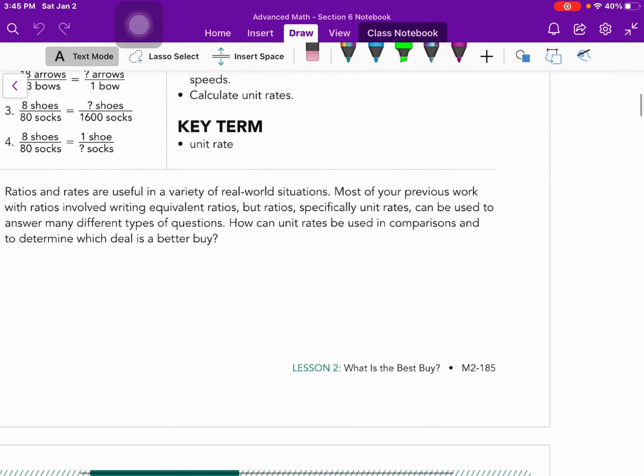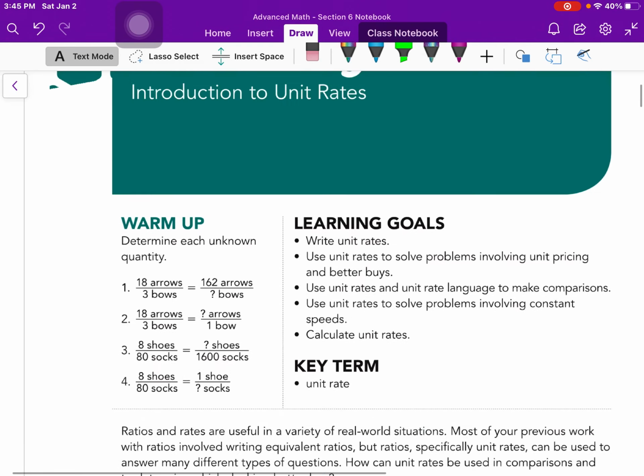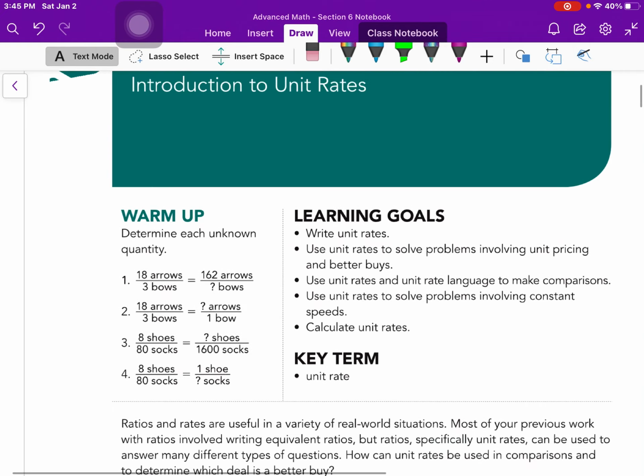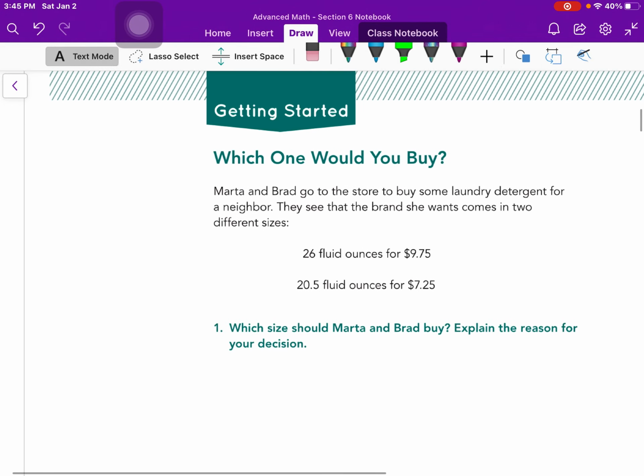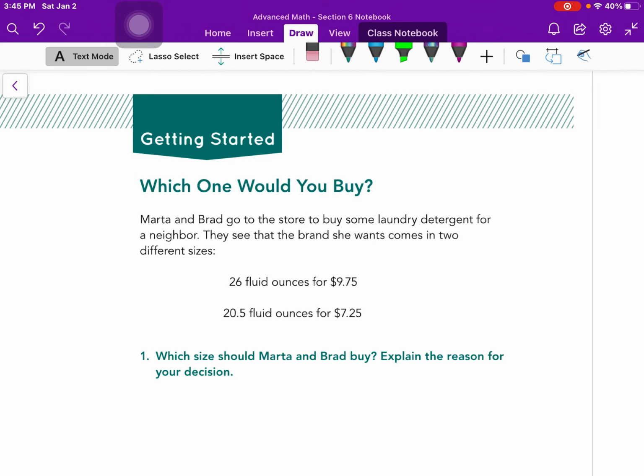And if you're working in your textbook, you are looking for, we're skipping ahead a little bit, M2-185. That's where you want to be for that one. Introduction to Unit Rates. Okay, let's skip this getting started. Well, let's look at it really quickly, and I just want you to ponder this while we go through. Which one would you buy?